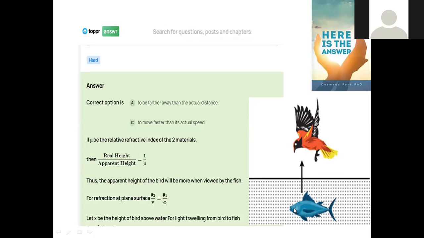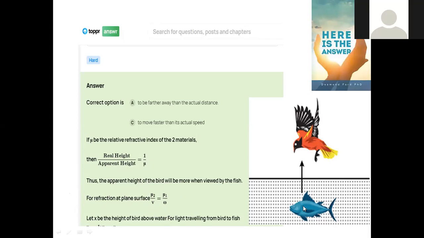Light is passing from the denser medium to the lighter medium, right? So real height by apparent height. The real height of the bird by the apparent height of the bird is taken as 1 by mu, right? Thus, when we take the relation mu2 by v is equal to mu1 by u. So what's the relation drawn? Mu2 by v is equal to mu1 by u. So this is the relation drawn in accordance with the earlier derived equation.